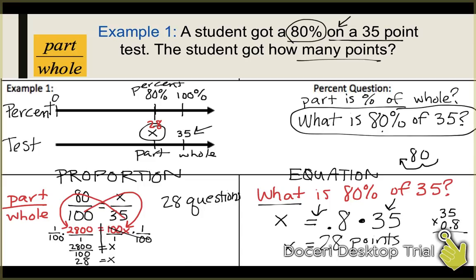So I want you to notice that we get the same answer using the proportion and the equation. It's just 2 different strategies to solve the same problem. You are welcome to use either strategy. I personally will use the equation strategy, but you can always use the proportion.